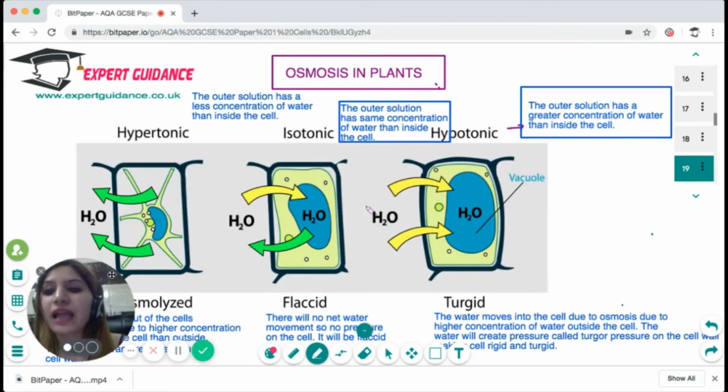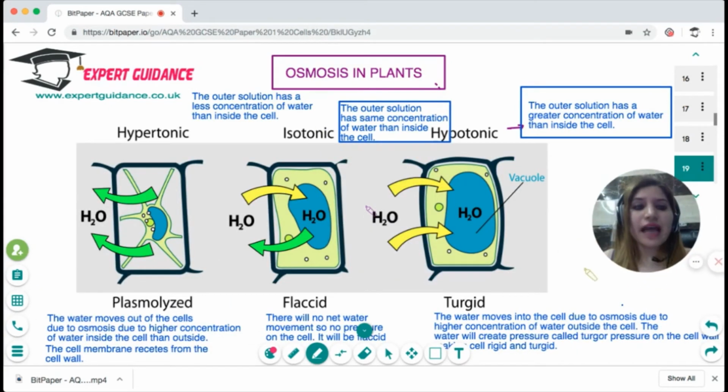Now, let's see how osmosis in plants takes place. There are generally three kinds of solution: hypertonic, hypotonic, isotonic. Hyper means more solute. So the hypertonic solution is that which has more solute, so less concentration of water. Hypotonic is the solution that has less solute, so more concentration of water.